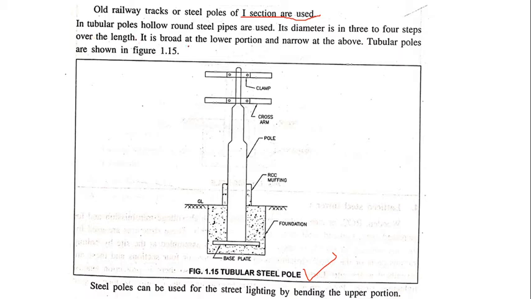Okay, it is broad at the lower portion and narrow at the top, or we can say it is broad at the lower side and narrow at the top side. Okay, so this is called tubular pole. This is shown in the figure, and steel pole can be used for street lighting and bending the upper portions.